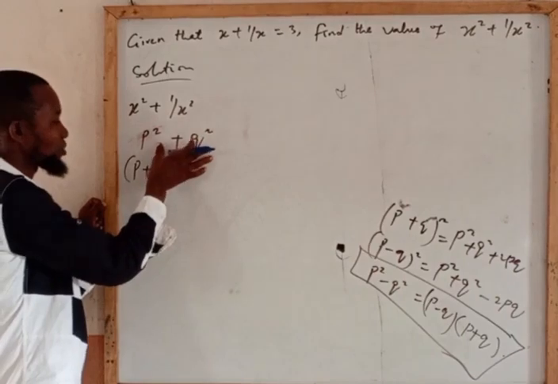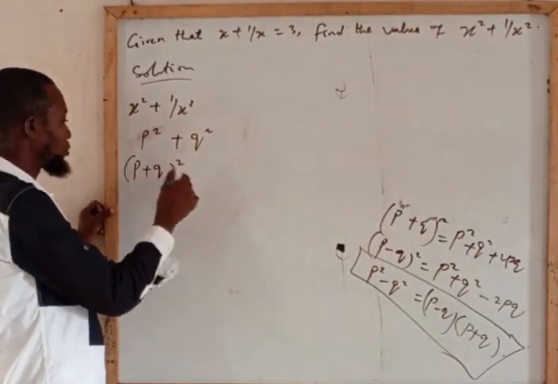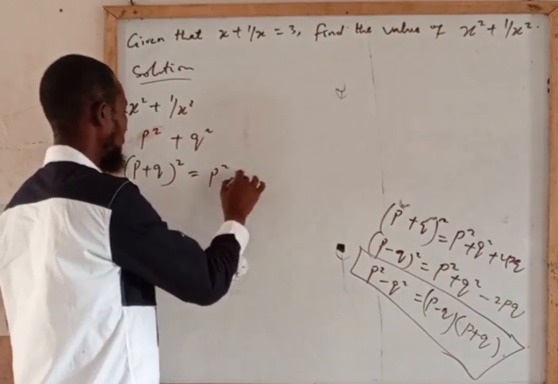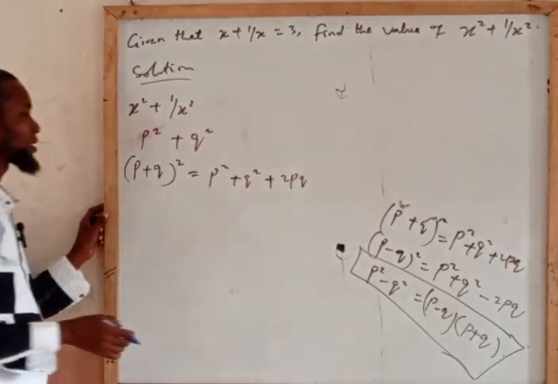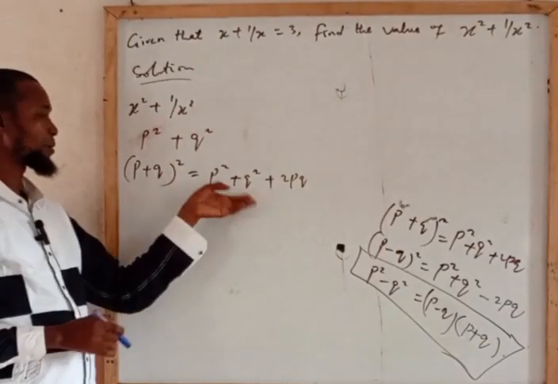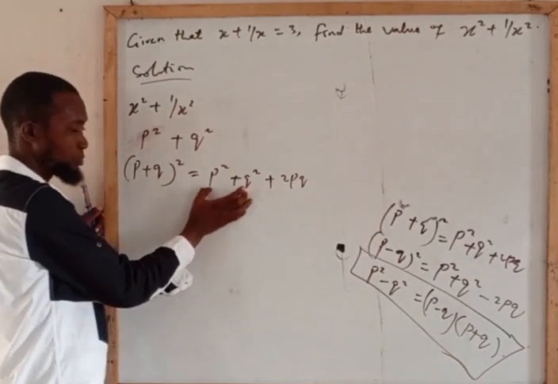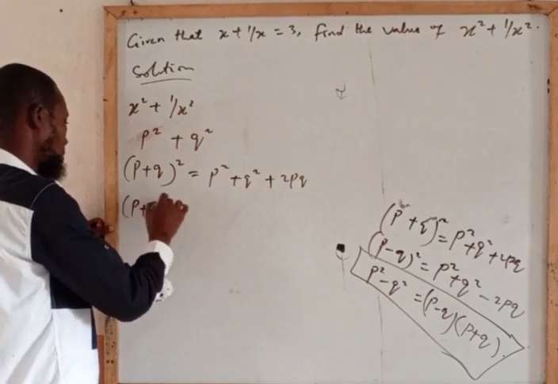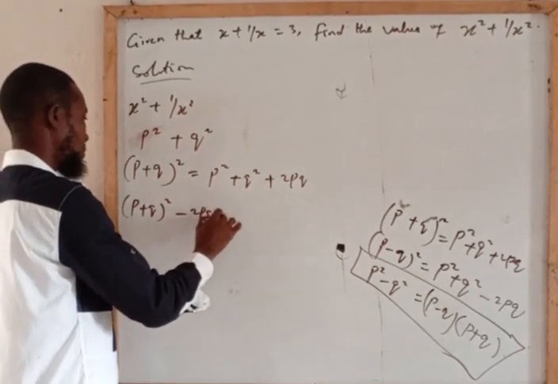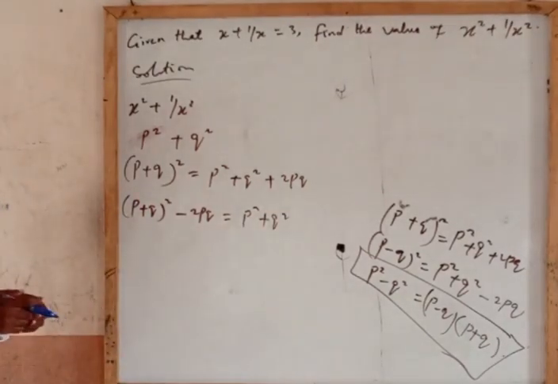Or we can say this is a factor of this thing, right? So therefore, what is p plus q squared? We know p plus q squared means p squared plus q squared plus 2pq. And since what we are interested in is p squared plus q squared, we can make it the subject of the formula, whereby p plus q squared minus 2pq is equal to p squared plus q squared.